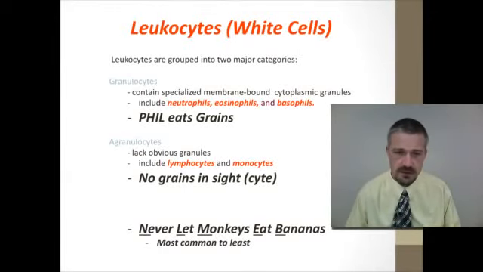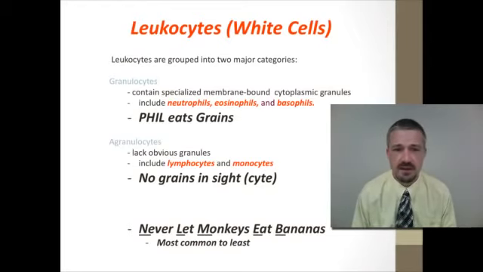Hello. So we're going to take a look at the white blood cells today and continue on with our discussion of blood. White blood cells, also known as leukocytes, are another one of the formed elements of the blood. The leukocytes, as you can see from the slide, are grouped into two main categories: those which have cytoplasmic granules in the cells, which we call the granulocytes. These include neutrophils, eosinophils, and basophils.